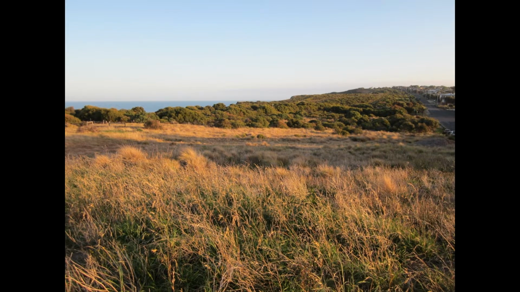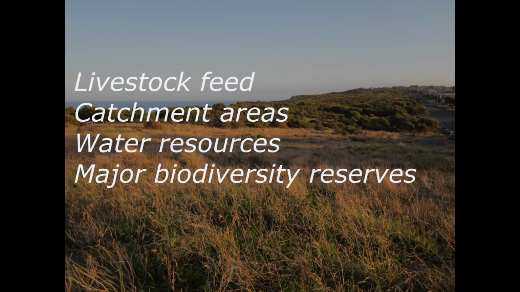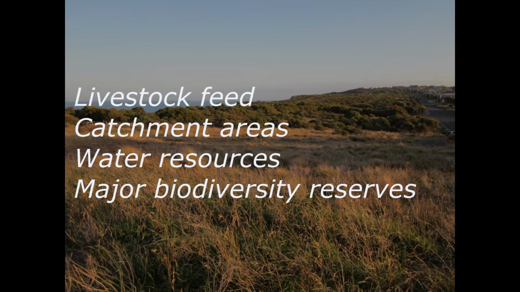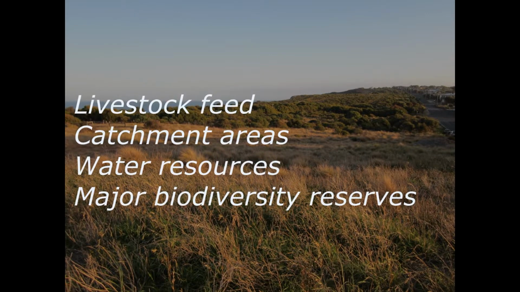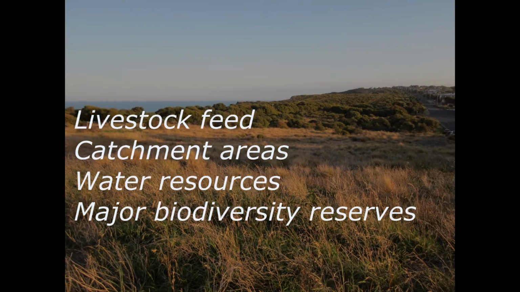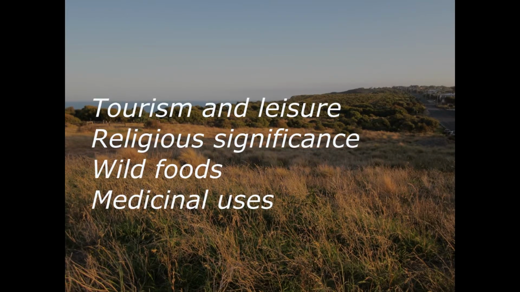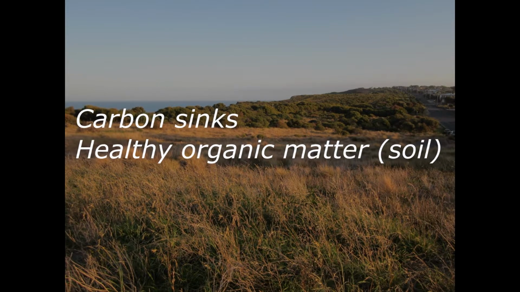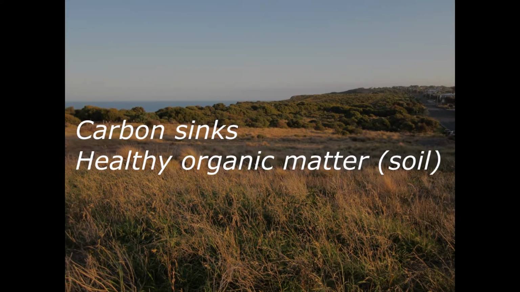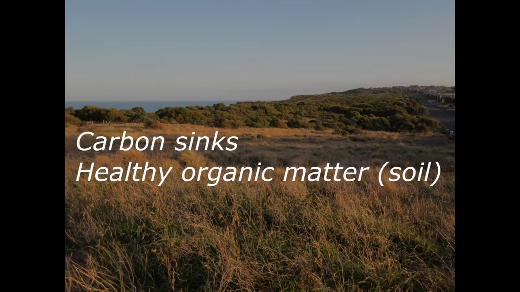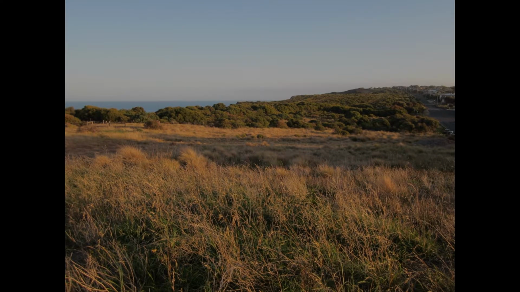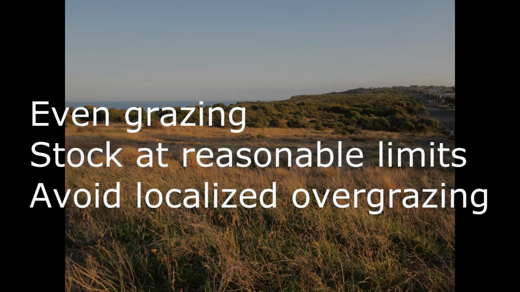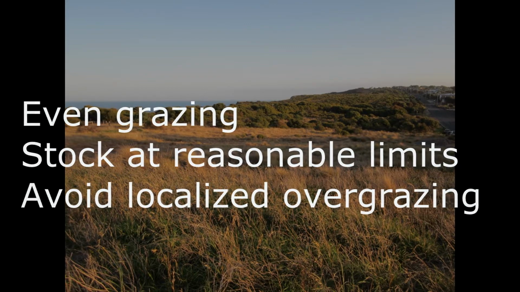Grasslands provide significant impacts to society, including livestock feed, catchment areas, water resources of downstream habitats, and major reserves of biodiversity. In some areas, 89 plant species have been crammed into a single meter of mountain grassland. Tourism and leisure opportunities, religious significance, wild foods, medicinal uses, carbon sinks, providing almost as important a sink as forests in recycling greenhouse gases, and healthy organic matter in soil. To avoid degradation, farmers and ranchers should practice even grazing, keep stock numbers of livestock and crop yields within reasonable limits, and avoid localized overgrazing.